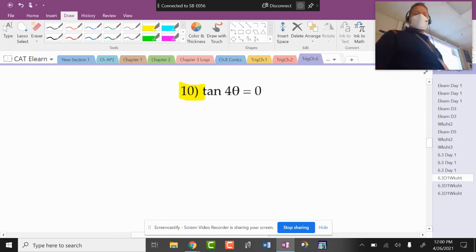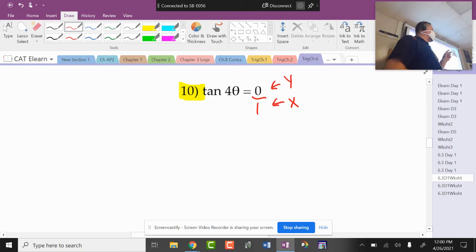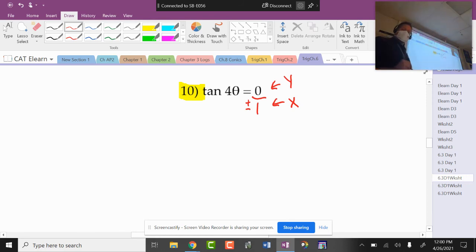Okay, first of all, 0 over anyone? 1. Now, could it be plus minus 1? It depends on what these letters are. What's tangent? Y over x, oh. So could that be plus minus 1? Yes or no? Yes. So x could be positive or negative 1.